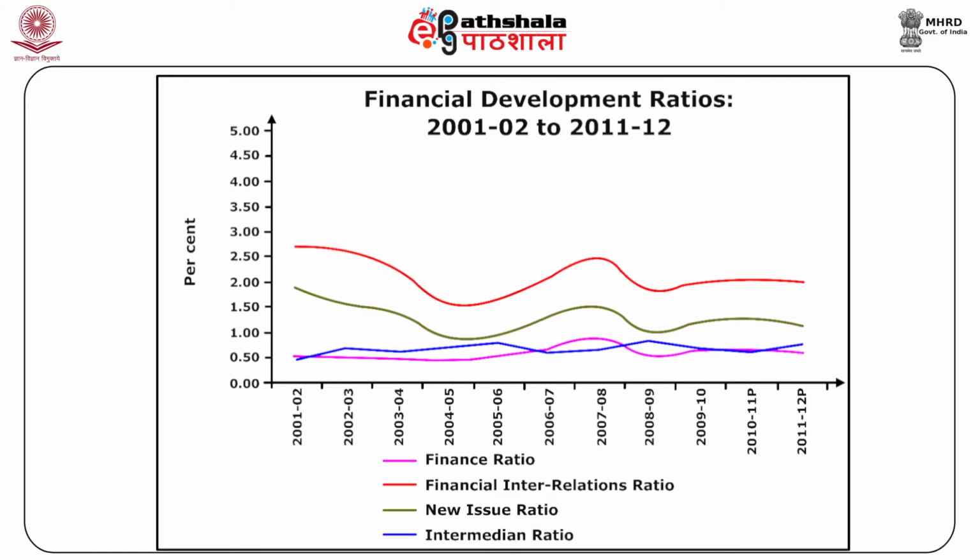Net savings and net investment of different sectors as a percentage of NNP at current market prices: 2003-4 to 2007-8 average, 2008-9, 2009-10, 2010-11, 2011-12 standalone numbers. First one is the private corporate sector.